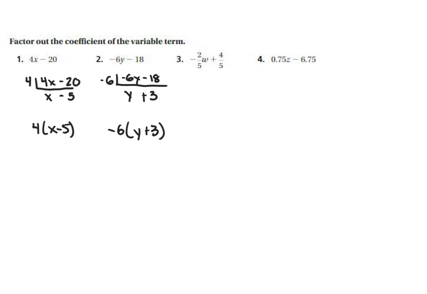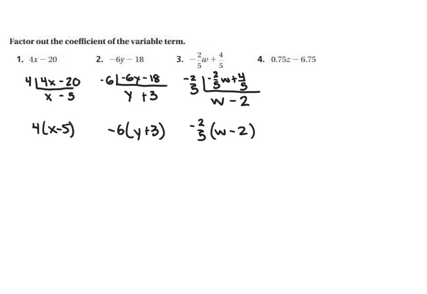In question number 3, we'll factor out the coefficient, which is negative 2/5. And then we have negative 2/5 w plus 4/5. Negative 2/5 times positive w will give us negative 2/5 w. And then negative 2/5 times negative 2 gives us positive 4/5. So we have w minus 2 times negative 2/5.